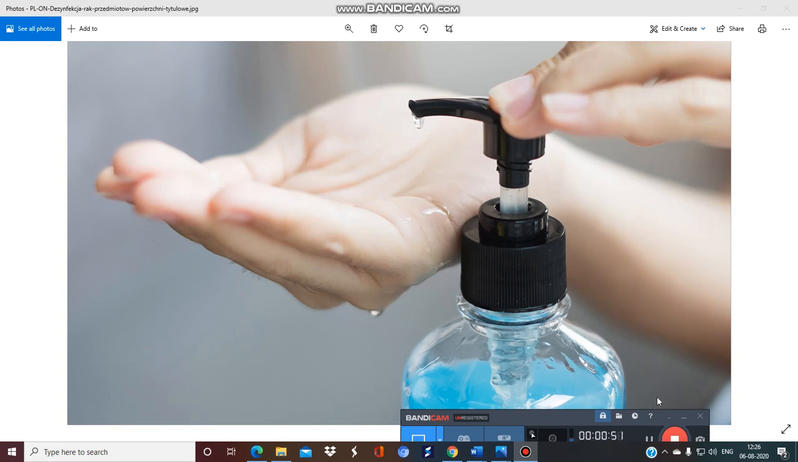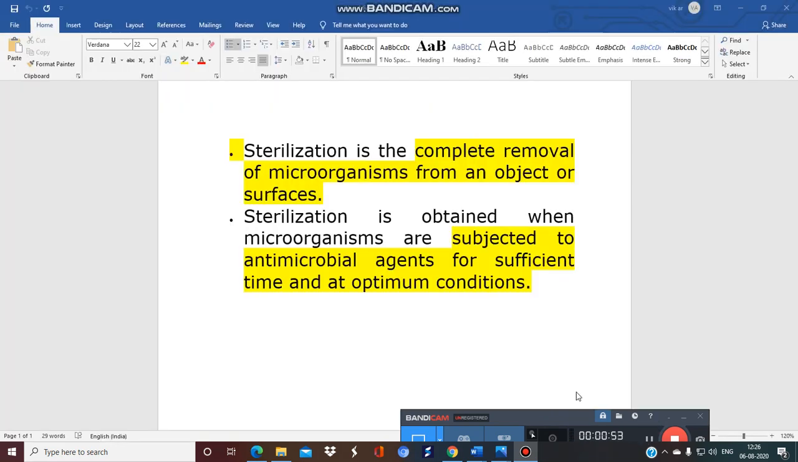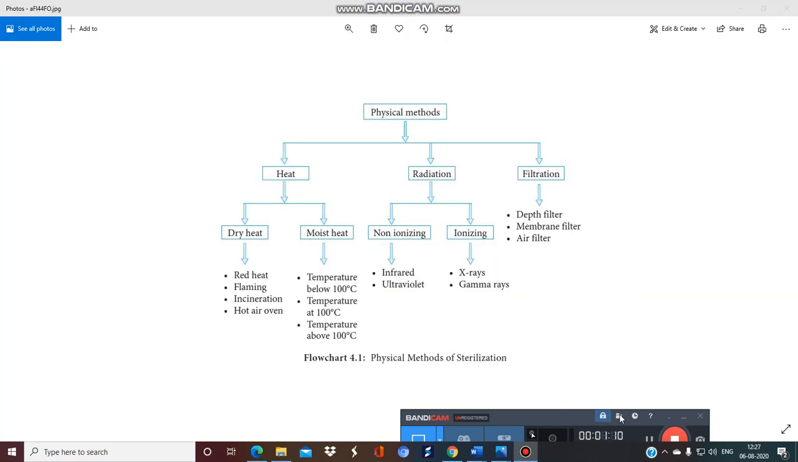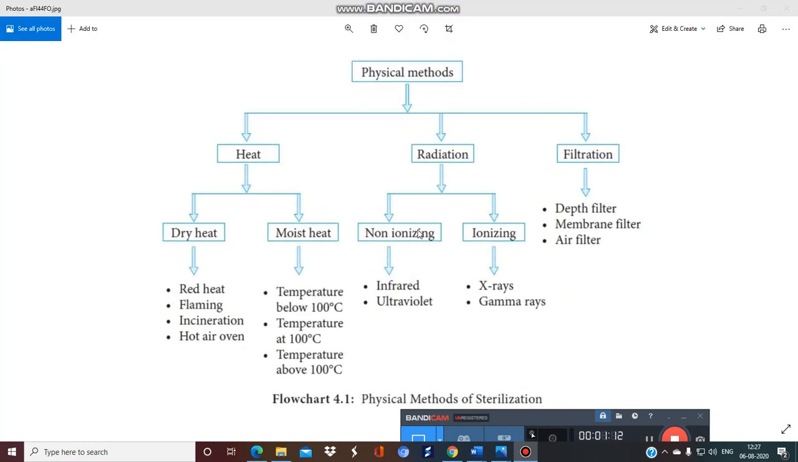So first of all, just go by the definition of sterilization. Yes, sterilization is the method of complete removal of microorganisms from an object or from any surface. And how will we achieve sterilization? We will achieve sterilization by using different methods. There are different methods for achieving sterilization. Please go by this image. So there are physical methods like heat, radiation, filtration.